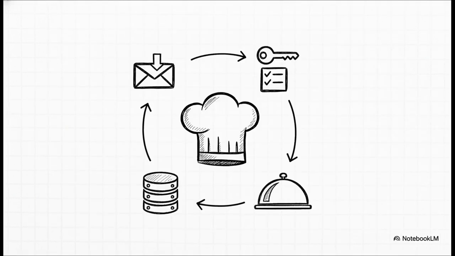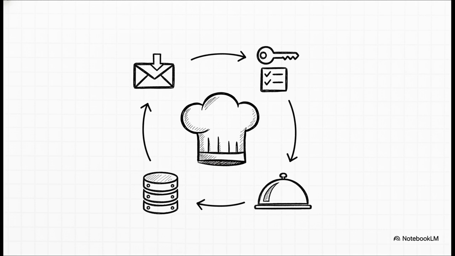So what's on the chef's to-do list? First, it accepts the order, the request. Then, it follows the restaurant's rules, what we call business logic. You know, stuff like checking if you're a regular customer, if you're logged in, or if you even have permission to order this dish.